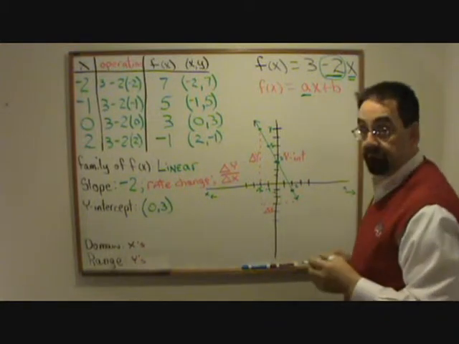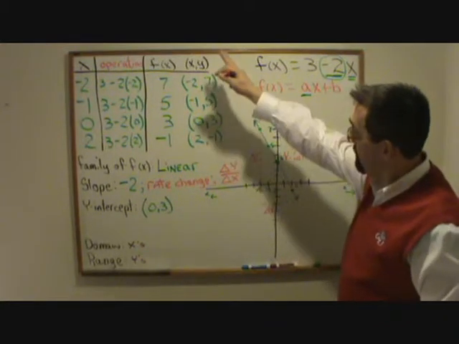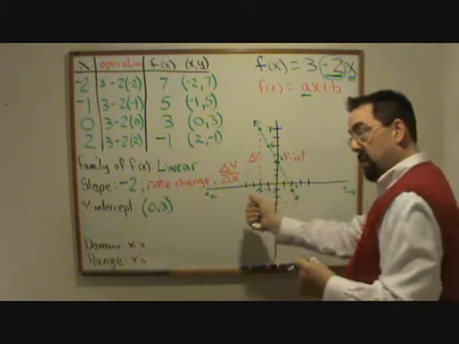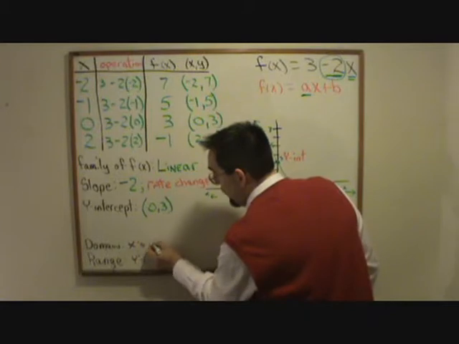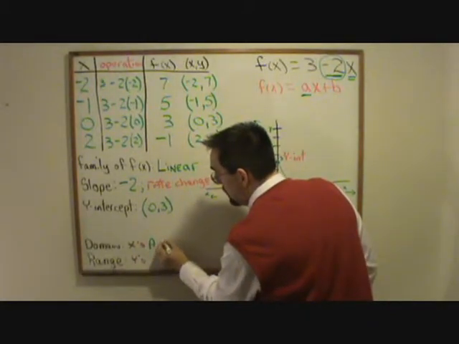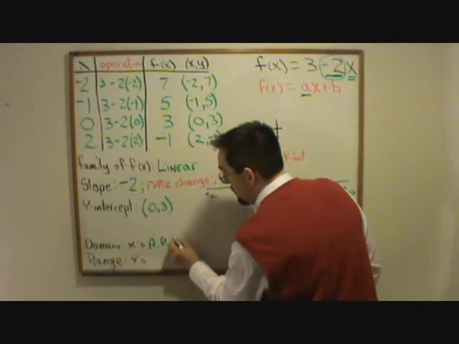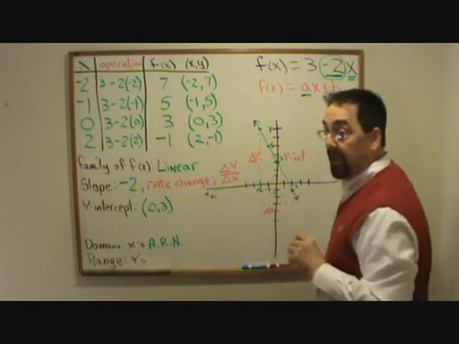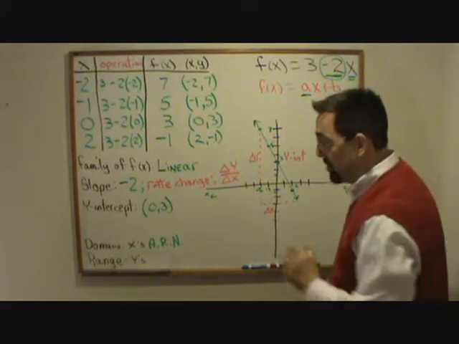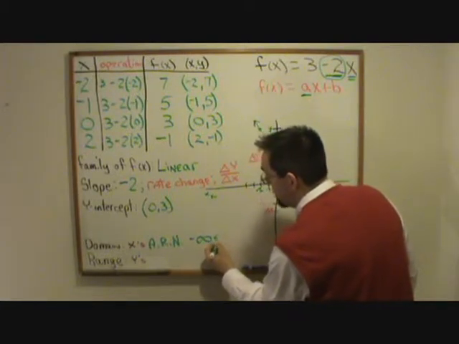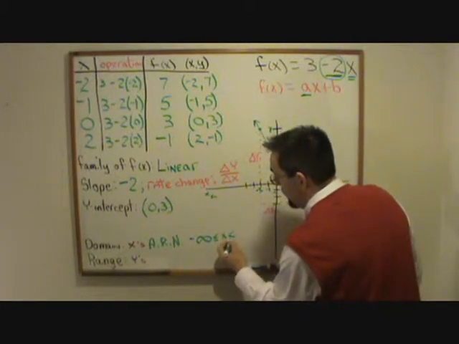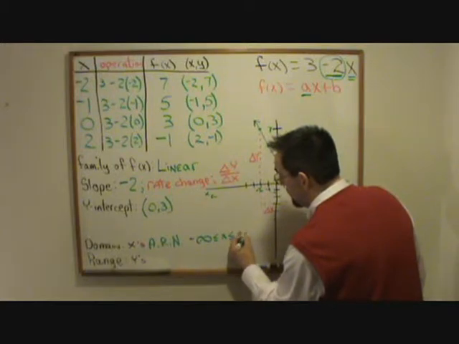Well, in this case, all. It goes on forever, so really big x's work, really negative x's work. So we can actually say all real numbers, abbreviated ARN. In math terms, we can say minus infinity less than or equal to x less than or equal to positive infinity.